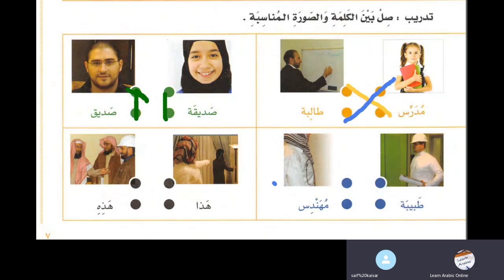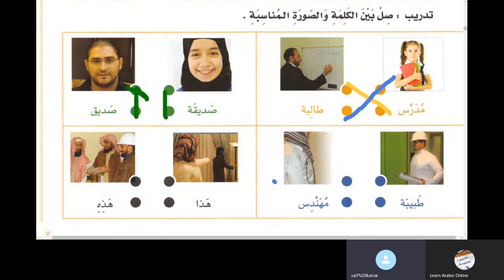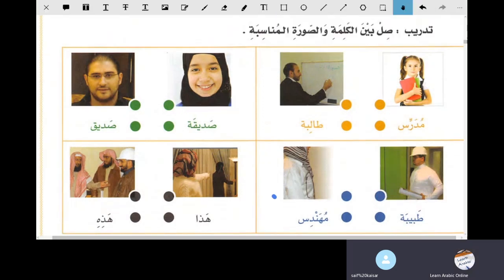Where to read the first line? First is Tadrib. Tadrib. Sil bainal kalimati wasuwaratil munasiba. Correct. Did you understand the question? Yes, I need to just draw lines to the correct picture. Correct. Just like this.